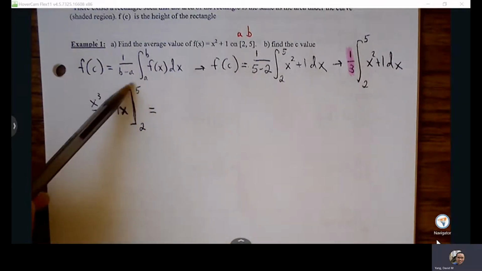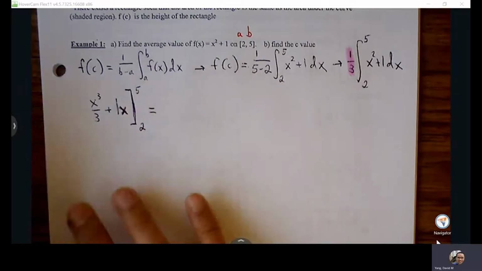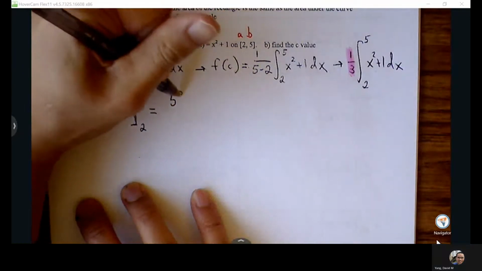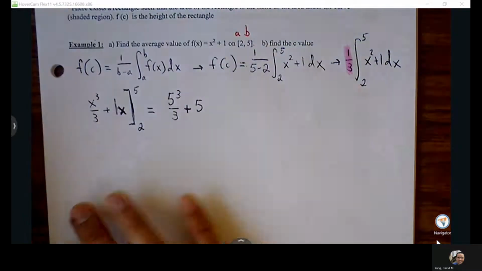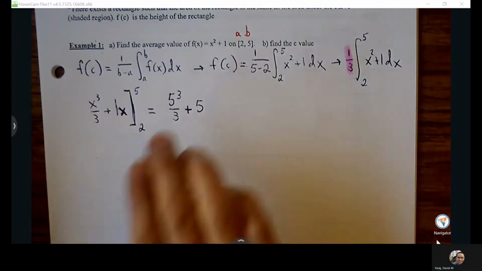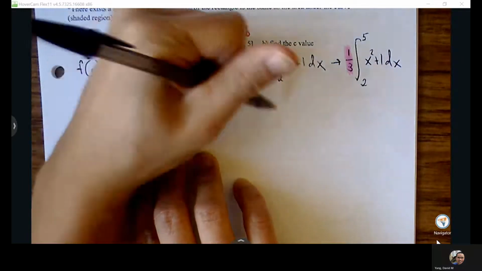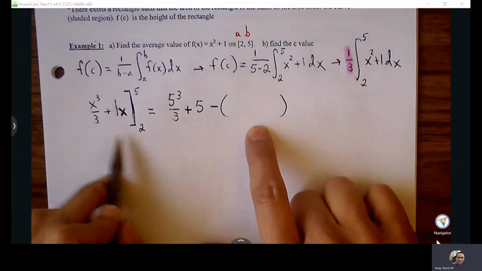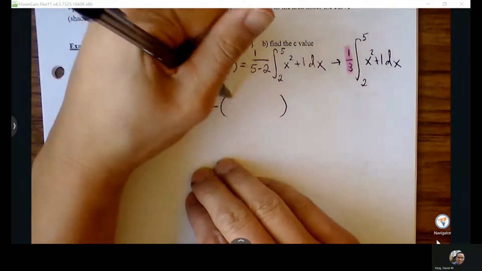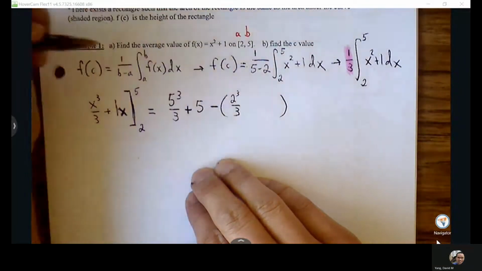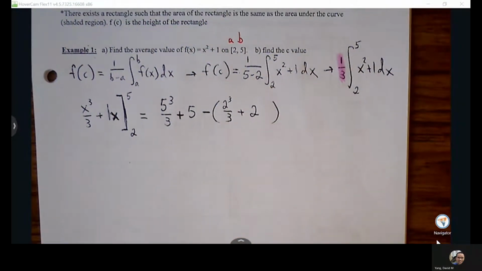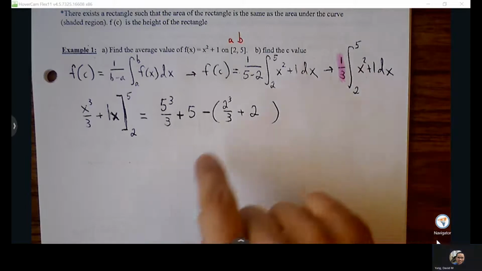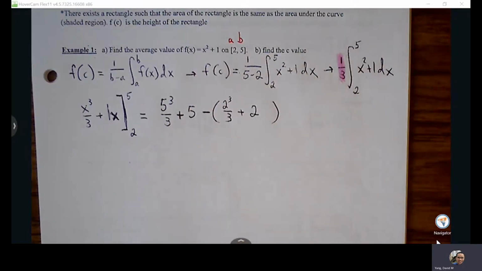Okay. The 5 gets involved first. 5 gets plugged in for all the x's. Minus, parentheses, and now we can involve the lower bound. Okay, questions so far?